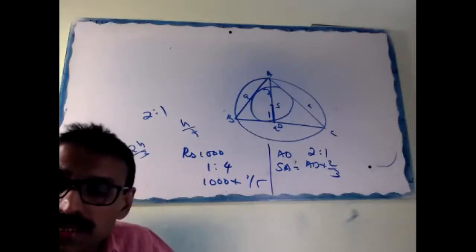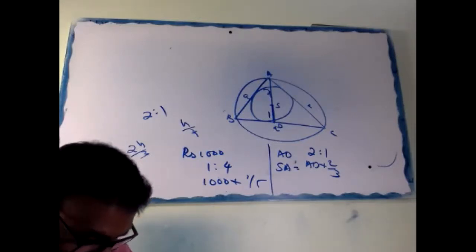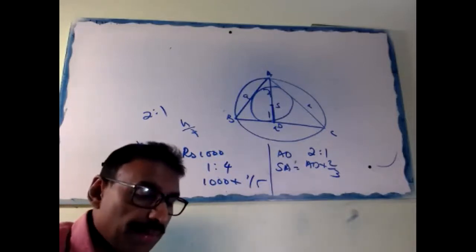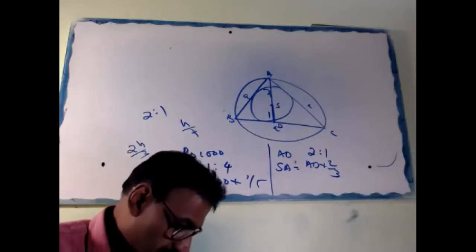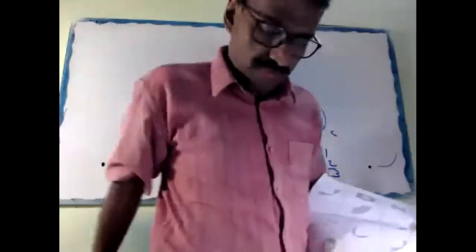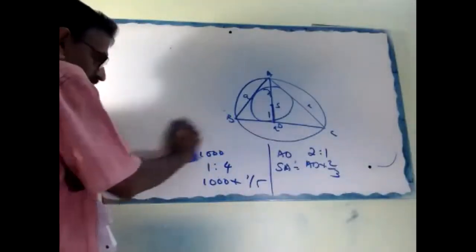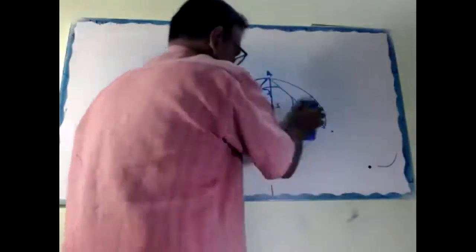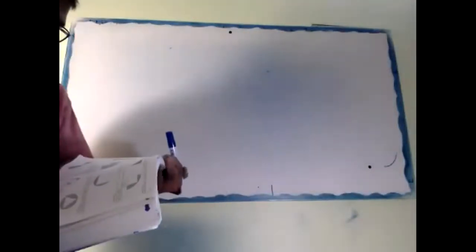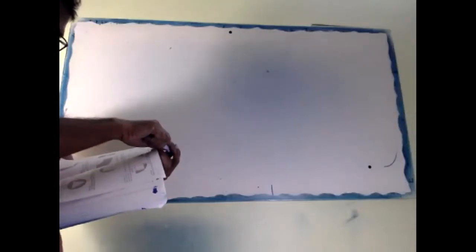Next one, star question. A circle is inscribed in an equilateral triangle ABC of side 12 cm.